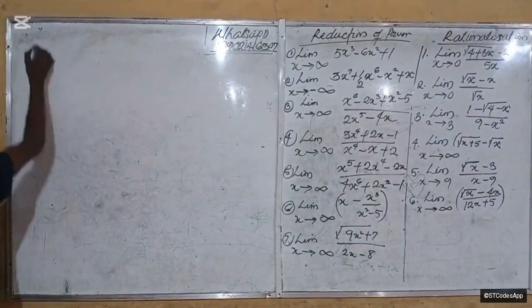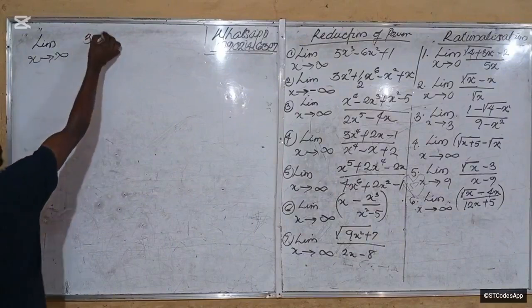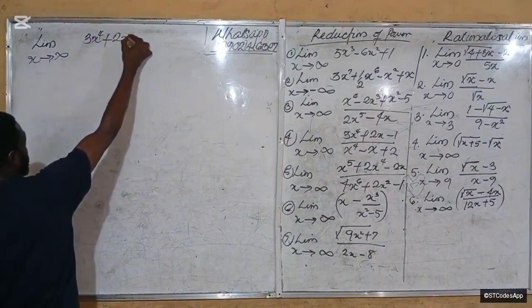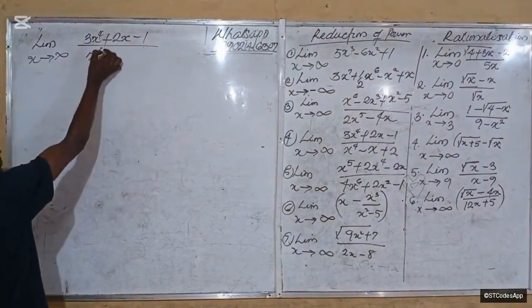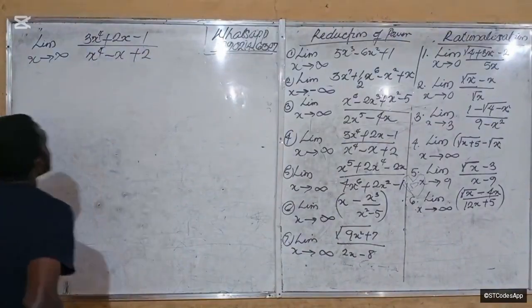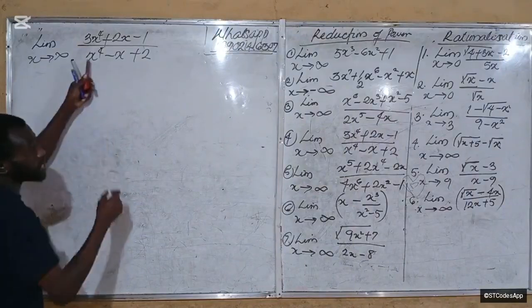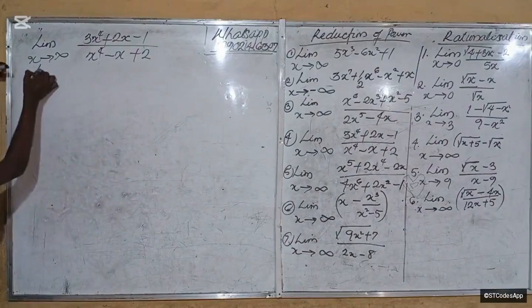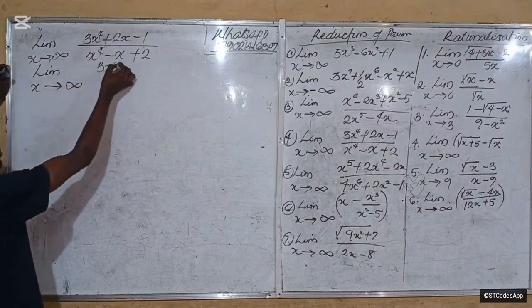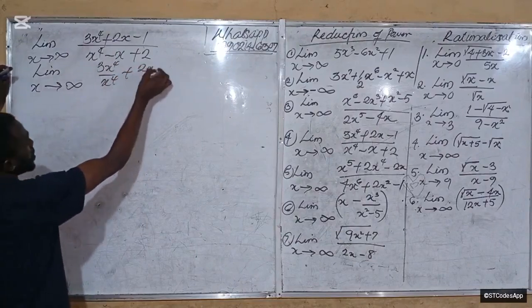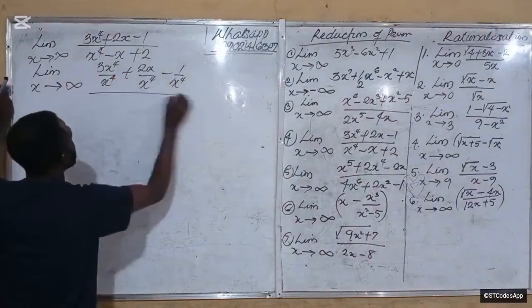So we have limits as x approaches infinity of 3x raised to the power 4 plus 2x minus 1, all over x raised to the power 4 minus x plus 2. So in this case, what you want to do is this. You divide through by the highest power of the denominator, not the numerator. So the limit as x approaches infinity of our expression becomes 3x raised to the power 4 over x raised to the power 4, plus 2x over x raised to the power 4, minus 1 over x raised to the power 4.